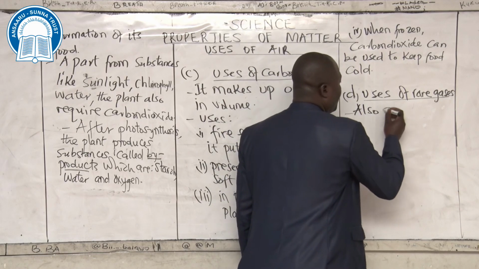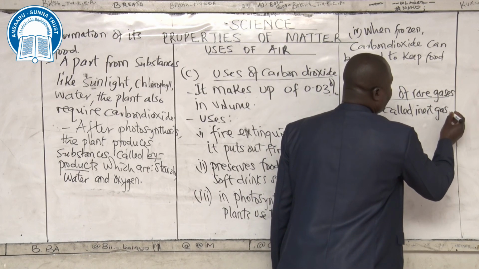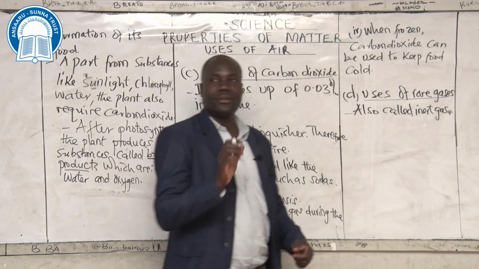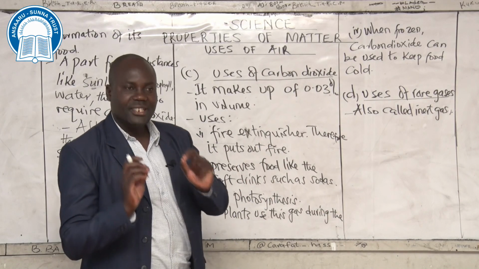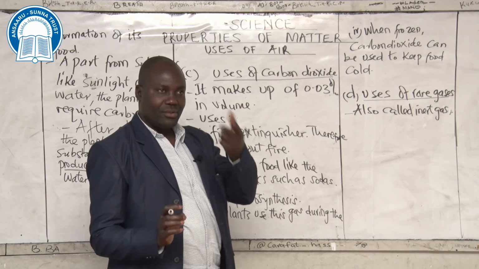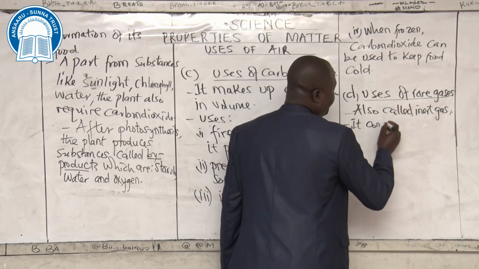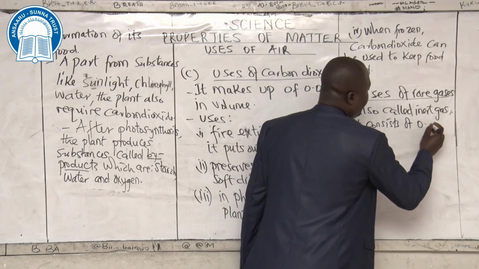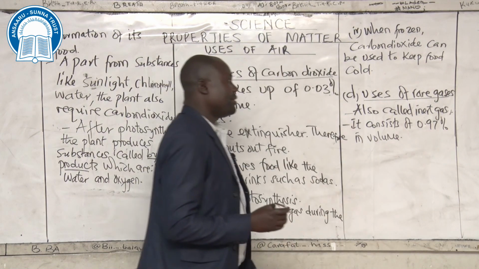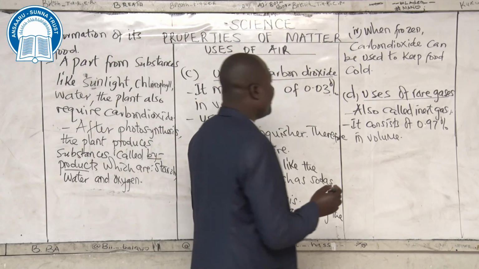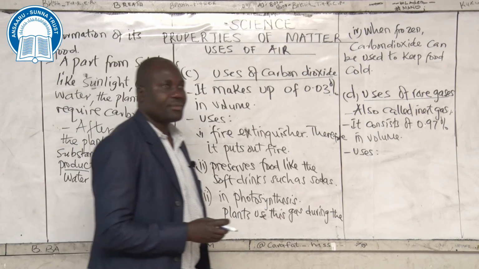Rare gases are also called inert gas. This gas does not support burning, and is made up of several small types of gases, which we cannot learn at this level, but we learn it in the higher levels. It consists of 0.97% in volume. Then it has several uses, because remember, it's made up of several small types of gases.